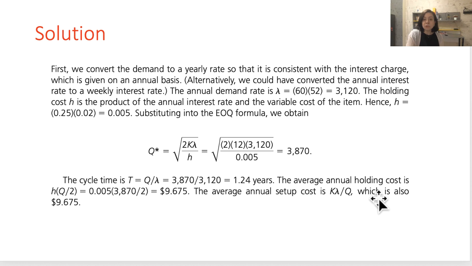And the average annual holding cost is H multiplied with Q divided by 2, it is $9,675, and the average annual setup cost, that is K multiplied with lambda divided by Q, is equal to $9,675. As you can see, the annual holding cost is equal to the average annual setup cost for the orders. So we know that in the EOQ model, at the optimal order quantity, these two costs are equal to each other.